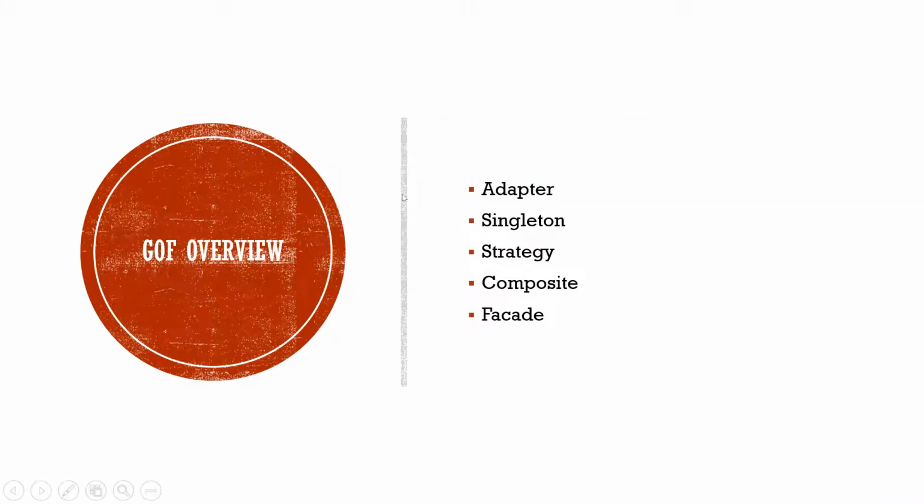Here is an overview of the GoF patterns that we will discuss in this video, and we'll discuss the rest in the next video. The patterns are adapter, singleton, strategy, composite, and facade. And like has been discussed before, a lot of patterns are derived from the GRASP patterns, and the patterns in the Gang of Four are no exception. So a lot of them probably look similar to the ones that we have discussed in the GRASP videos.